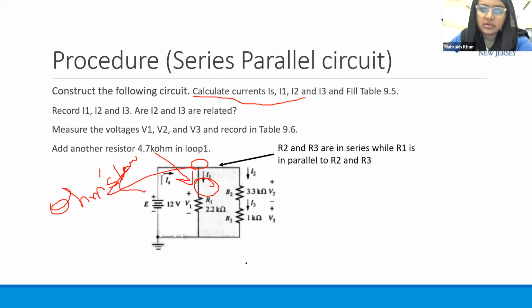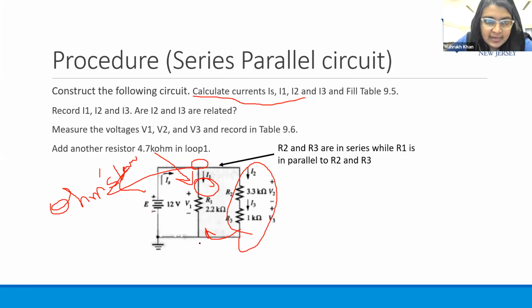Anything else? I think 9.5, and then measure the voltage and write in table 9.6. So that's what we need to do in this circuit. Now the difference of this circuit with the other circuit is that here you have two resistors that are in series, and one resistor that is in parallel. So you have series and parallel combinations both.